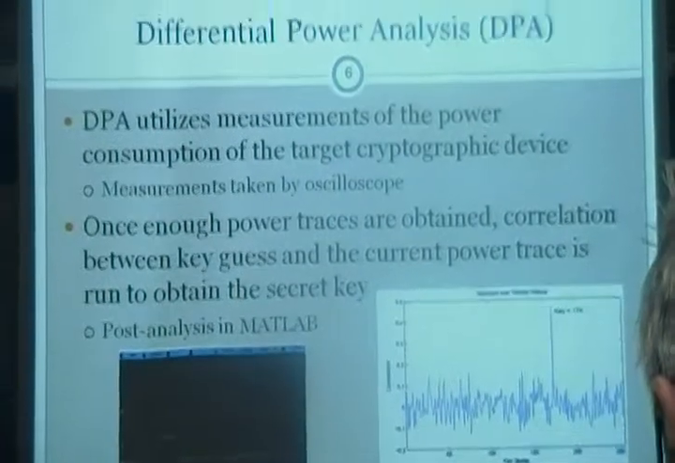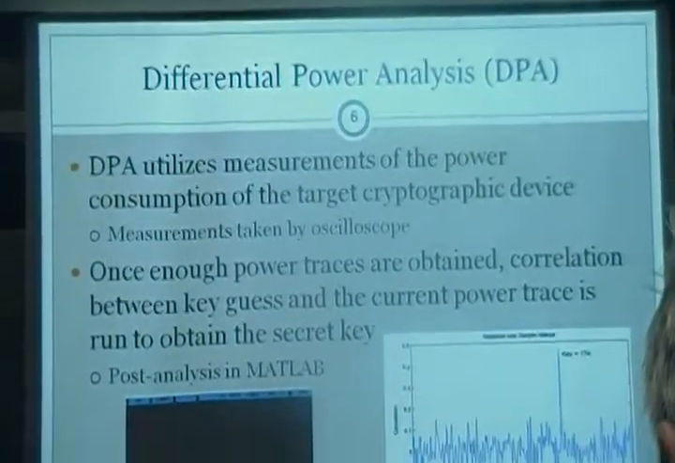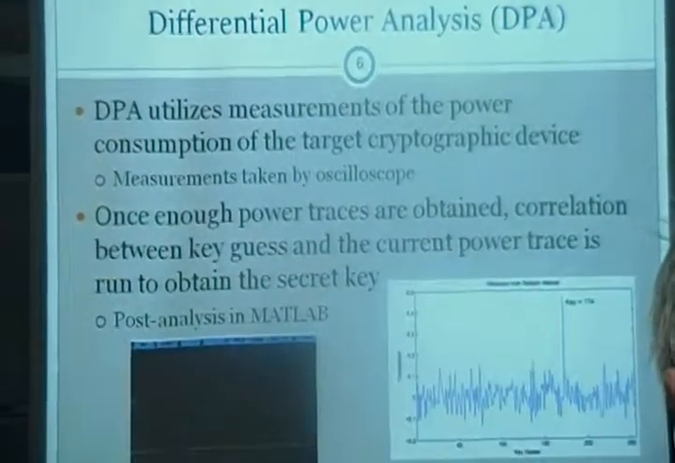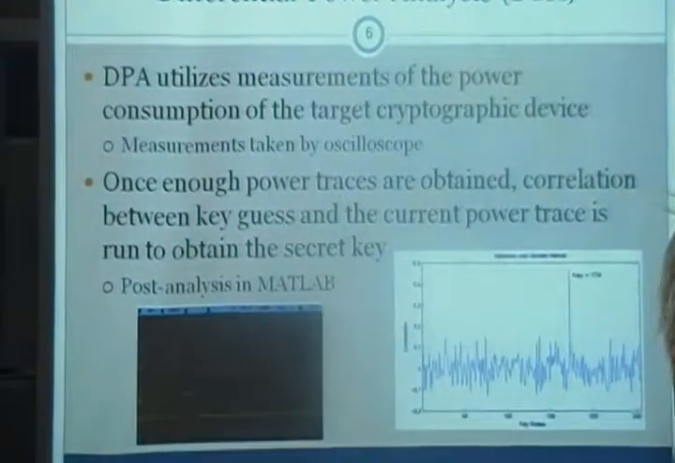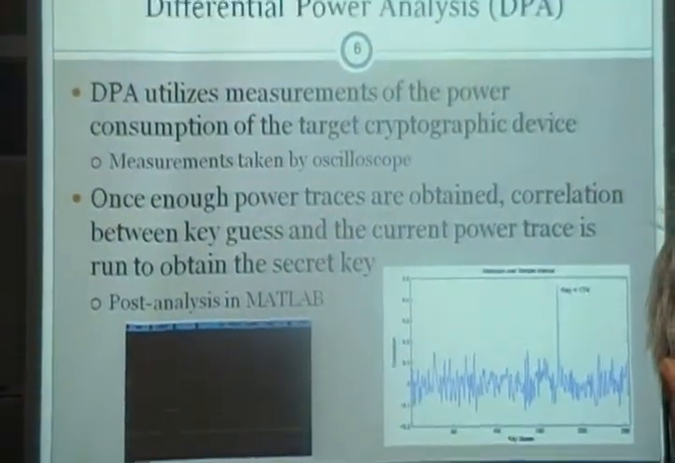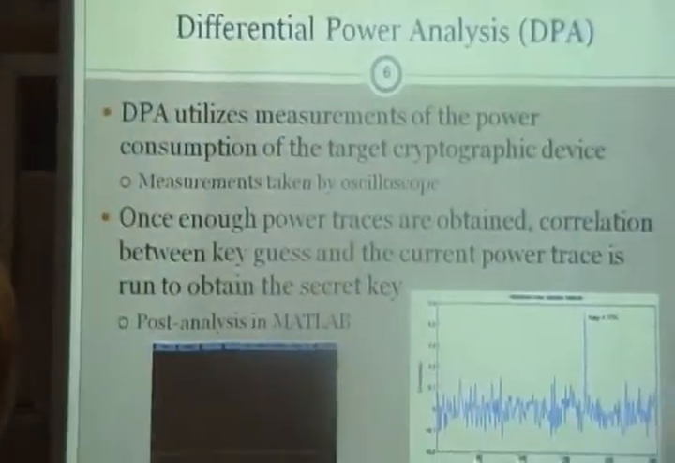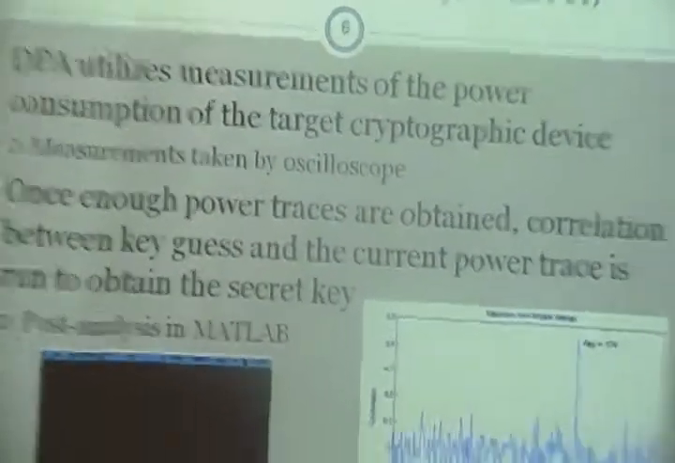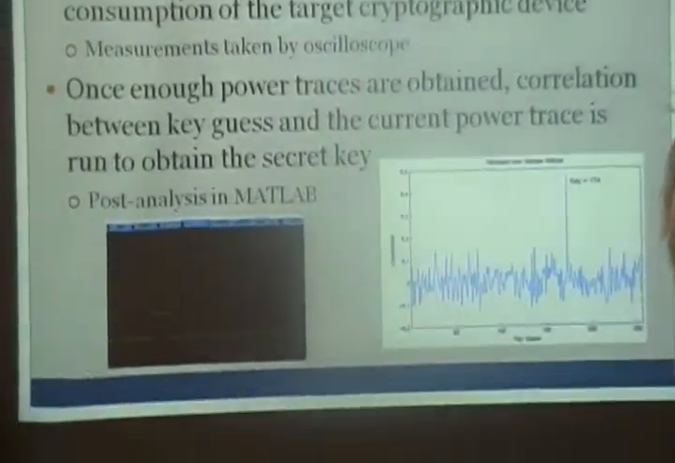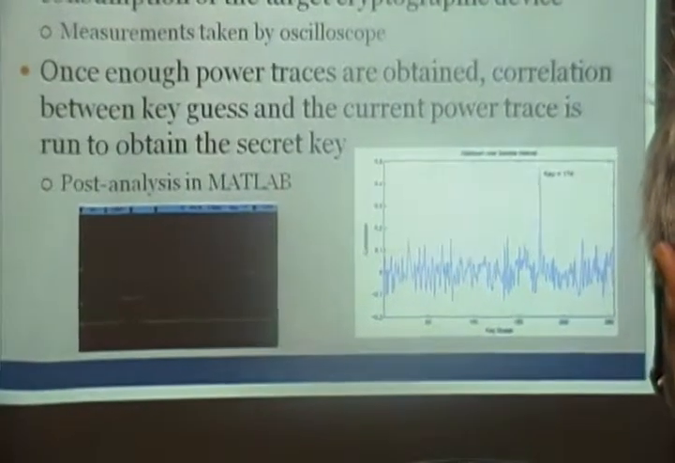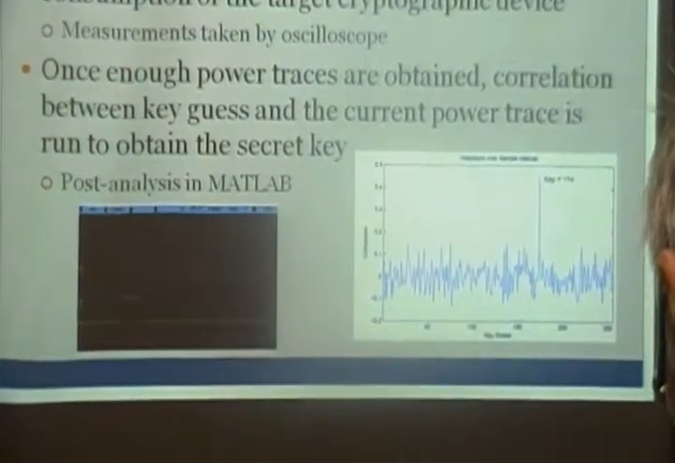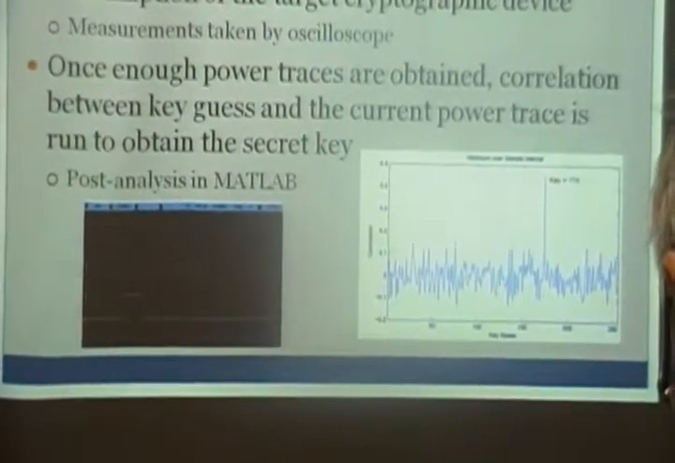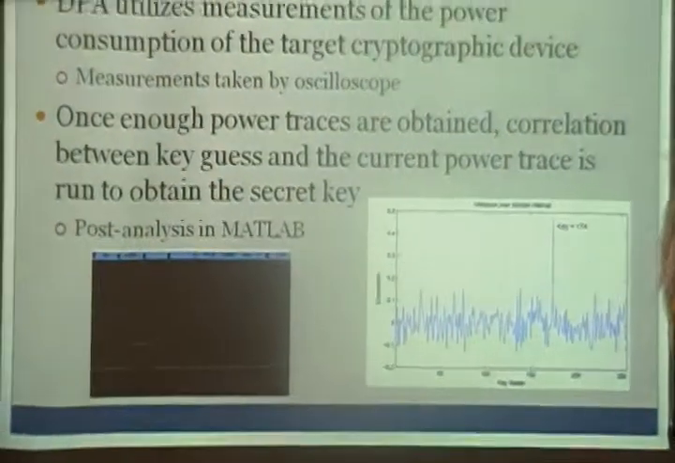Our focus for our project is actually on differential power analysis, so taking power readings of the cryptological device. The measurements are taken via oscilloscope, and these traces are then used against a theoretical key guess file to obtain the key. Shown here is a power trace and a correlation from MATLAB showing that key 174 is the most strongly correlated to the actual key.